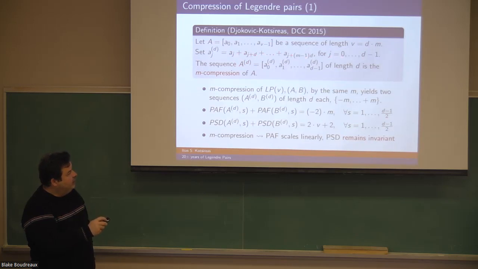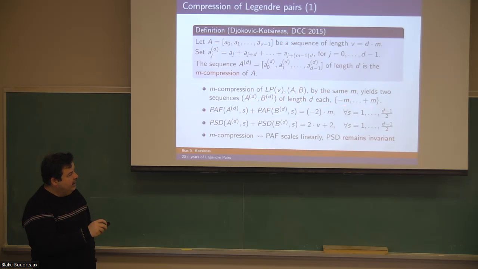We do that for j from 0 to d minus 1, and we assemble all these d elements together in a sequence A upper script d, of length d, and we call it the m compression of A. So why is this useful? It's useful because if we have a Legendre pair of order v, where v is a composite number, A and B are the sequences, then we can compress these two sequences by the same m, and we get these two sequences A_d and B_d of the same length d.